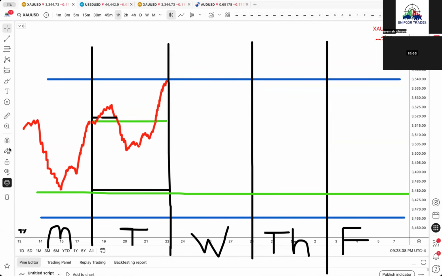And three, because Tuesday can do this. Tuesday can break out, fail, break structure, and reverse, closing as a first red day signal on Tuesday.